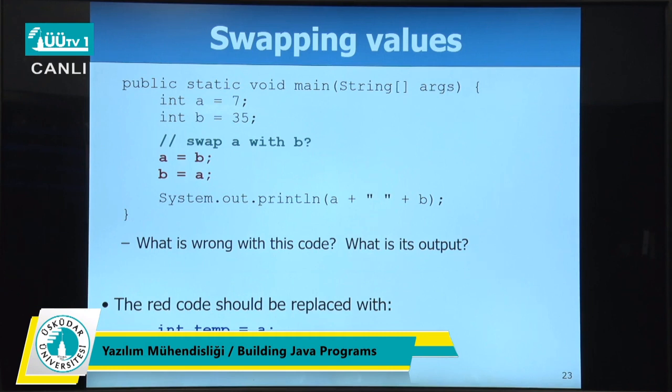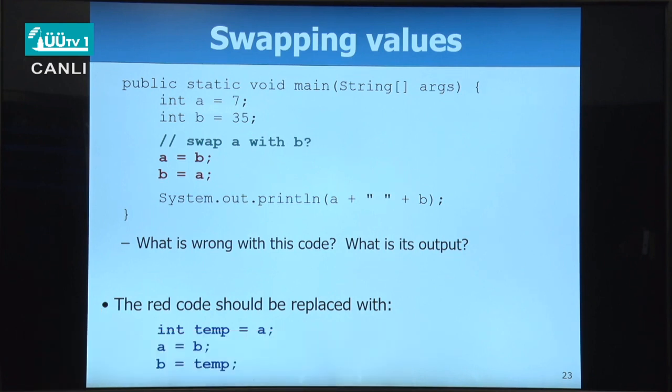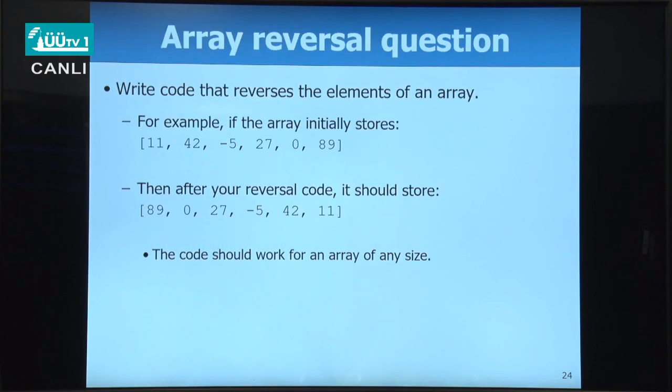Which means that A is equal to 35. Then I say B is equal to temp, and you know that temp stored the old value of A. This means that now B is equal to 7. Therefore, I have swapped the values of A and B using this temporary variable. This is important, otherwise you won't be able to swap these two values.